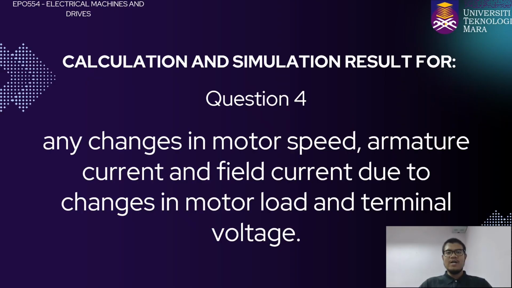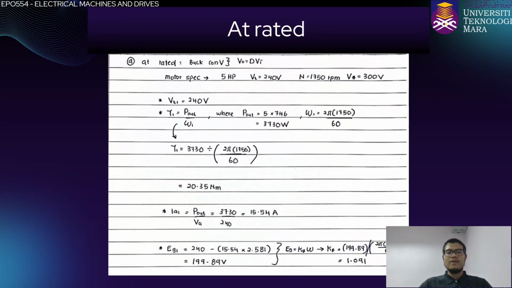Thank you, Alif. Now I will present the calculation and simulation for question 4. First, we find the value at rated condition. The terminal voltage Vt equals 240 volt, the torque equals 20.35 Newton meter, the armature current is 15.54 ampere, Eg equals 199.89 volt, and Kφ is equal to 1.091.